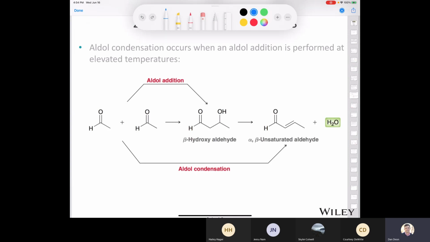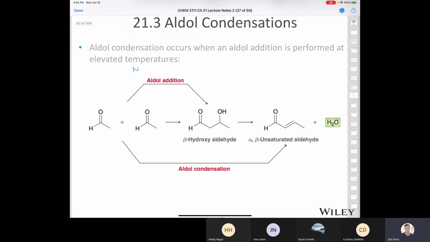Well, let's take a look at what's going on here. We have acetaldehyde. If we're doing an aldol addition reaction, that's at room temperature. For that, let's say we would use sodium hydroxide and water to do the aldol addition. But if we want to do the aldol condensation reaction, we would use sodium hydroxide, water, and we would heat it up. So we need more vigorous reaction conditions.